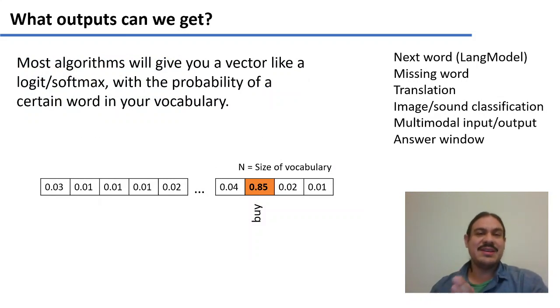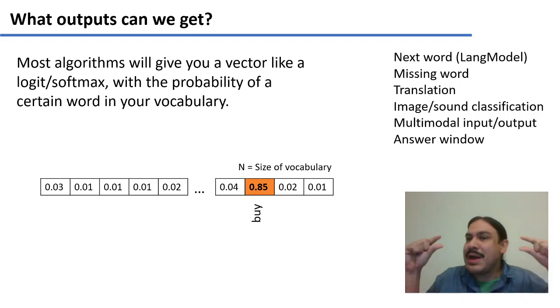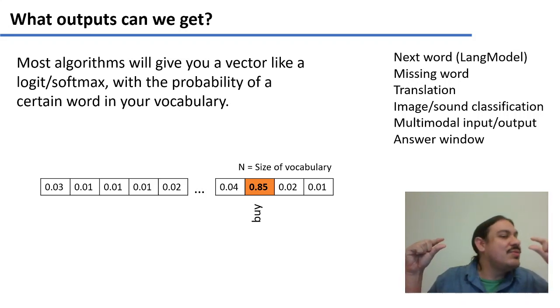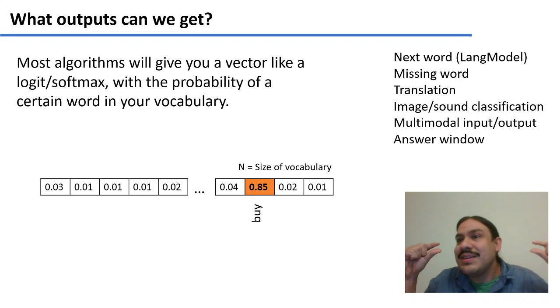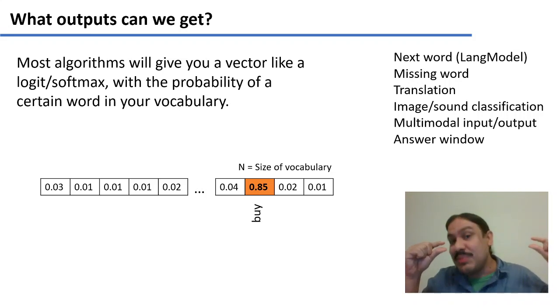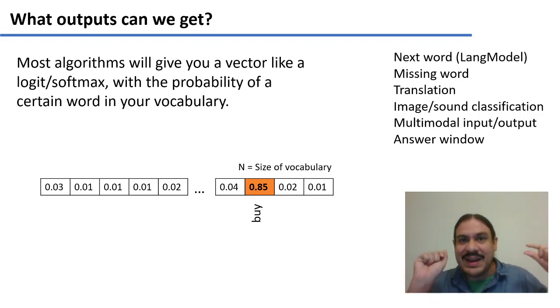Most algorithms are going to give you a vector as an output, or a sequence of vectors as an output. For example, they could be like the logits passed through a softmax, where if you have a vocabulary of 10,000 words, each of them will have a probability, and then there will be one word with a very high probability, the word buy, for example. And then you know that the word that the network is giving you is the word buy.